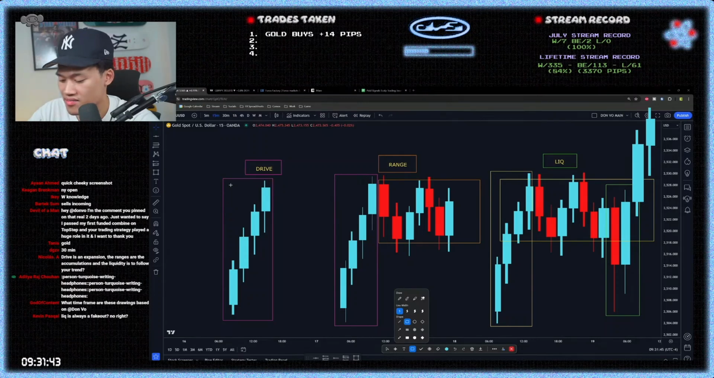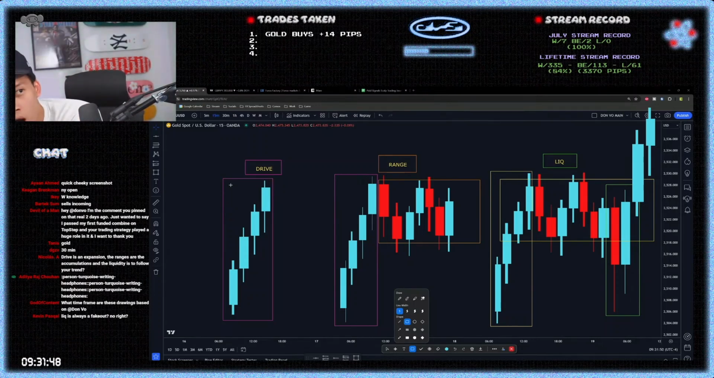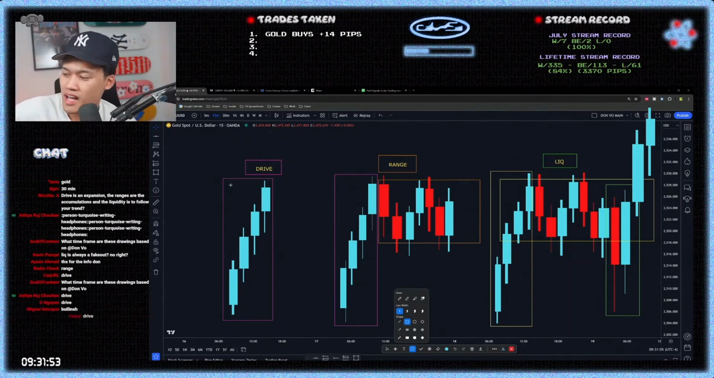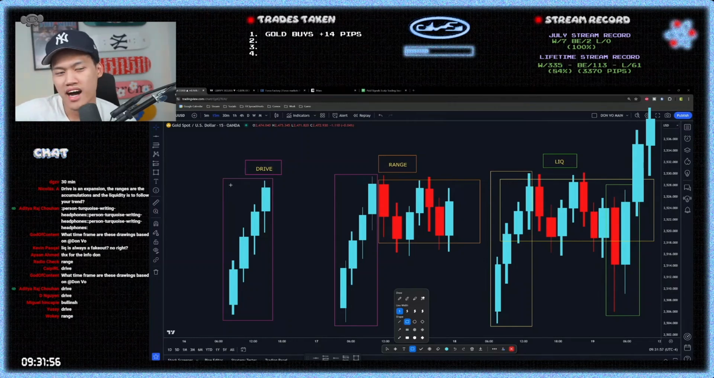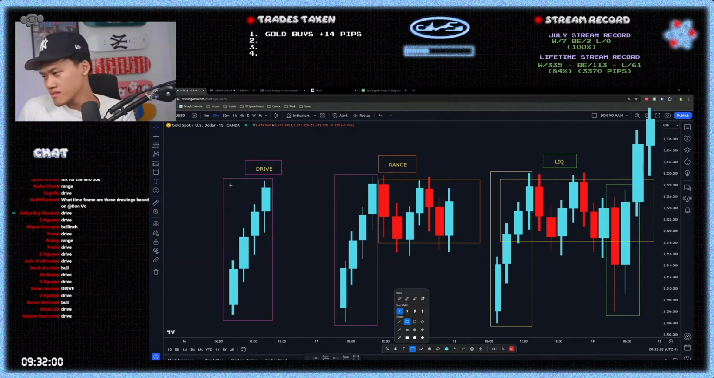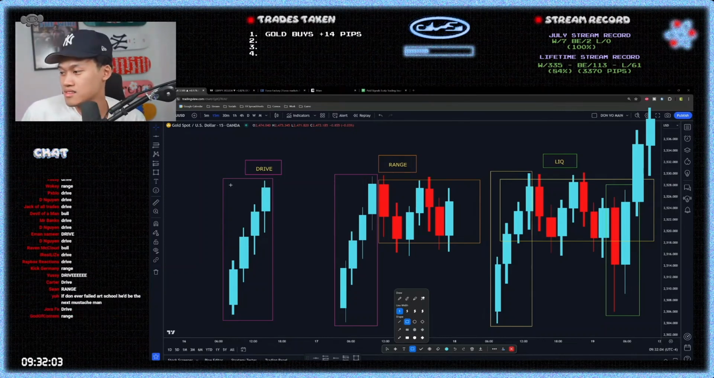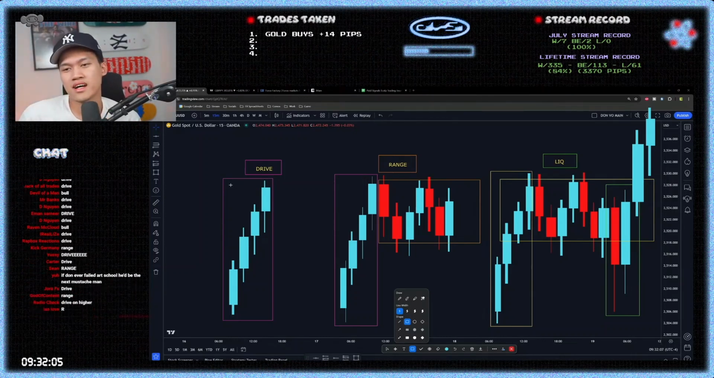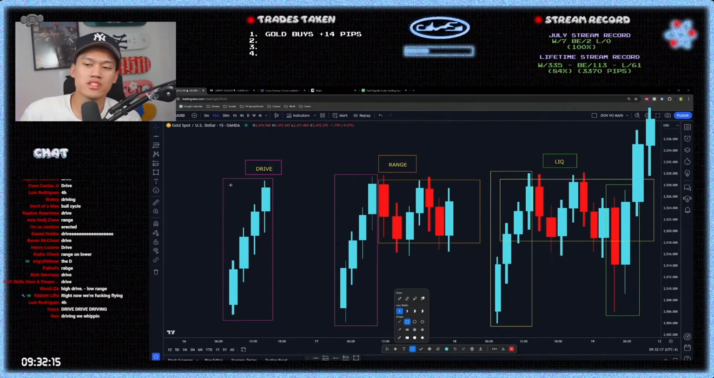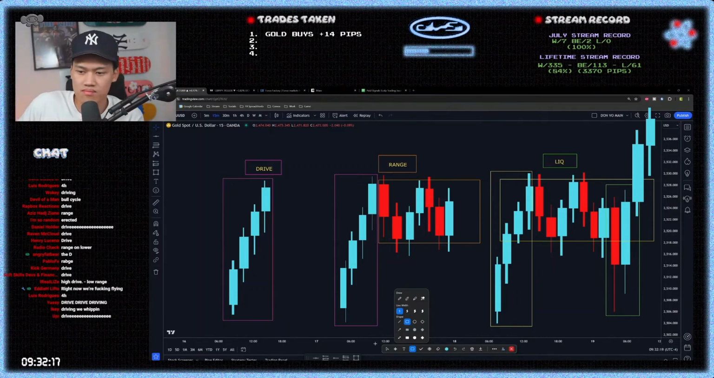What cycle is the higher time frame right now? Higher time frame, not the lower time frame. The higher, like the daily, the weekly, the monthly. What are we doing? We're driving. Yeah, we're driving. Higher time frame is driving, right? So what's the lower time frame doing? The current, like what are we trading right now? What's happening right now on the 1 hour time frame?